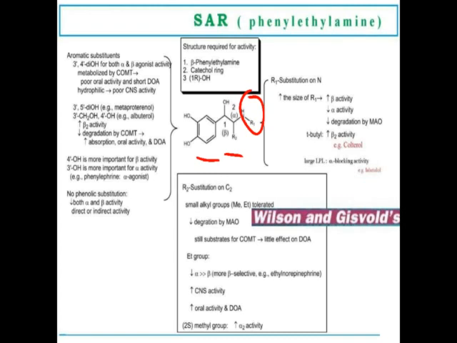that is, the SAR regarding the phenylethylamine. Regarding the nucleus, there are three important parts required for the activity. First one is phenylethylamine. Second one is the catechol ring, which consists of two hydroxy groups, and third one is the hydroxy group which is present on the first carbon. These are the essential parts required for the optimum activity of adrenergic agents.